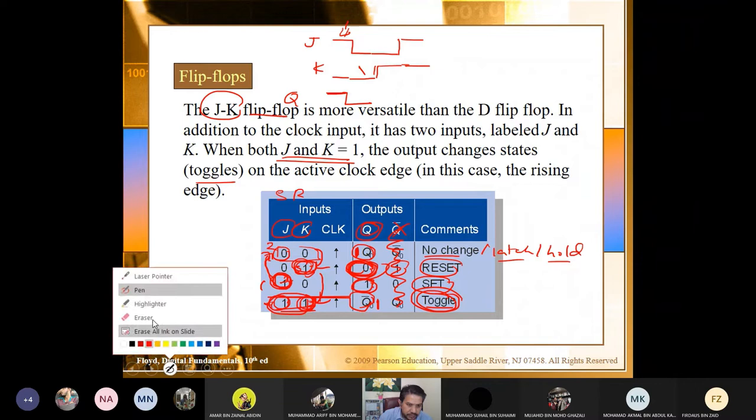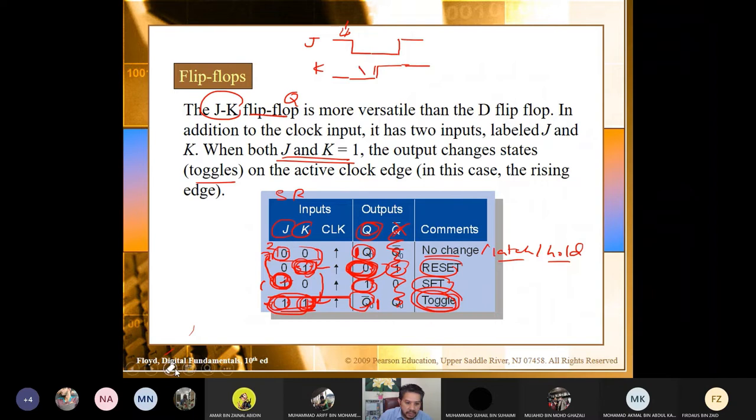So let's do this again. Okay, initially Q will be 1, because it follows the state of J. The second moment, Q will remain as 1. This is the state where there is no change, or it latches with the previous state, because we don't press any reset, so nothing will happen even though J goes to 0.